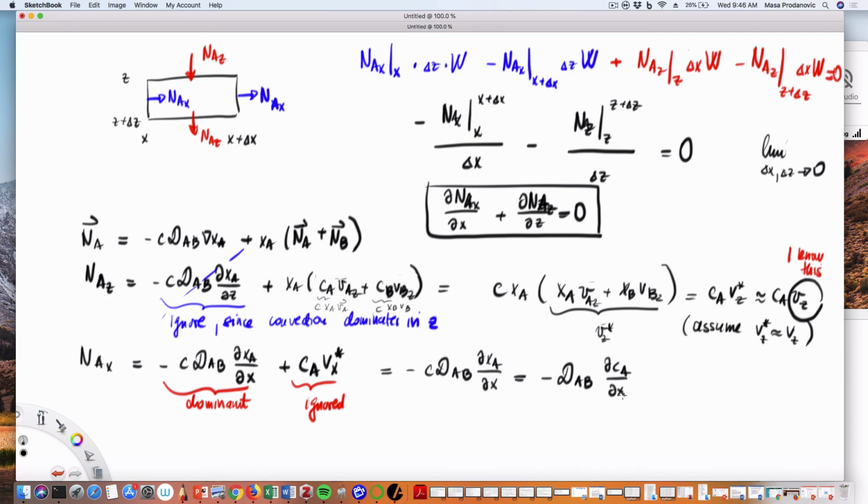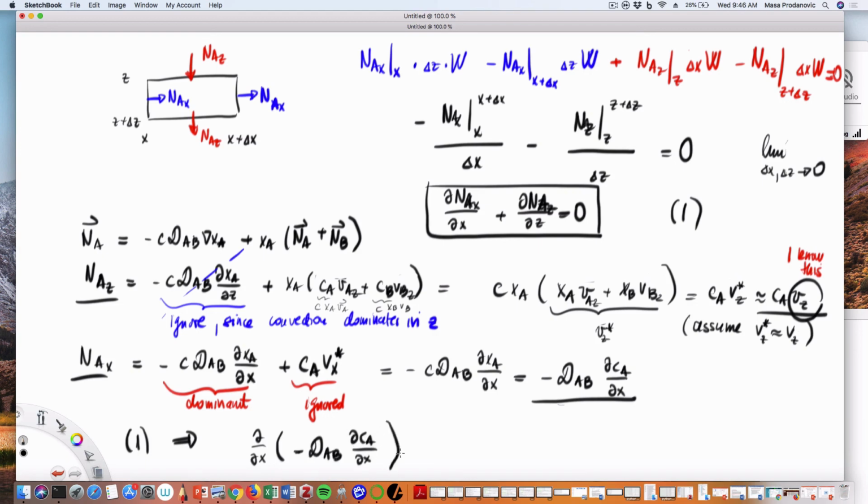Remember that my boundary conditions are in terms of C_A. Whether you formulate things in terms of X_A or C_A is typically fine either way. But if your boundary conditions are given as one, then stick with that one. Okay, so I now put this and this into my shell balance. I'm going to call that 1. So my 1 gives me d/dx of minus D_AB dC_A/dx plus d/dz of C_A V_Z of x is equal to 0.